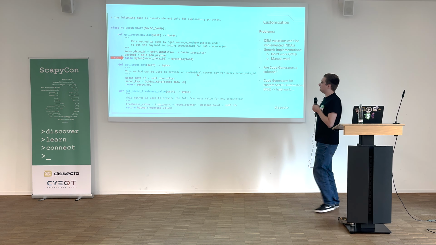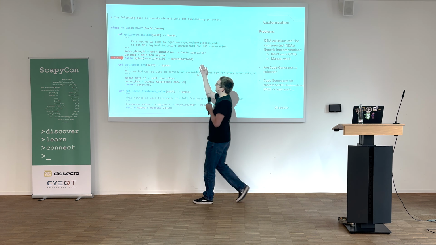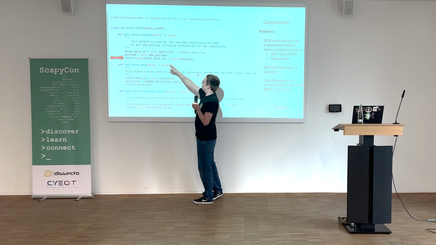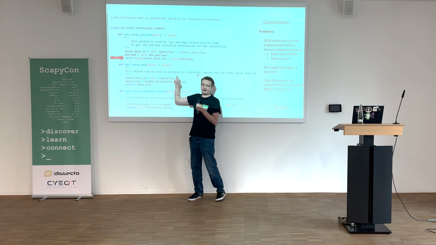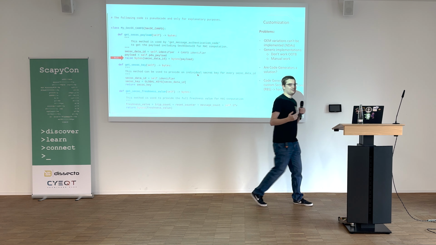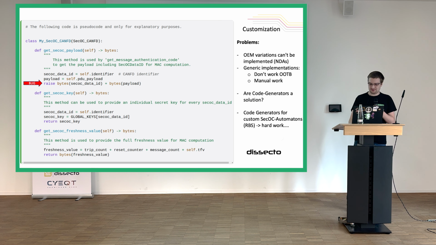So here, for example, in this case, we take the data ID and the payload. How do we get the data ID? We take the identifier. Is this the case? Well, it depends on who manufactured the ECU.